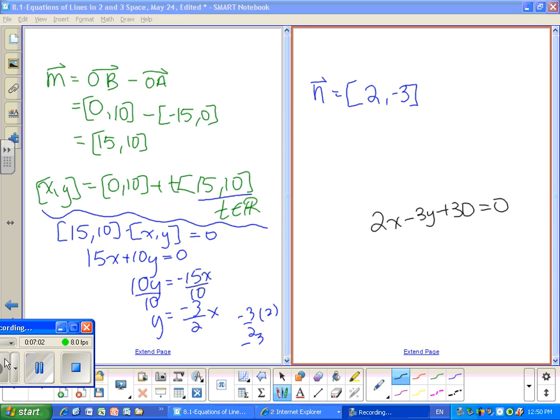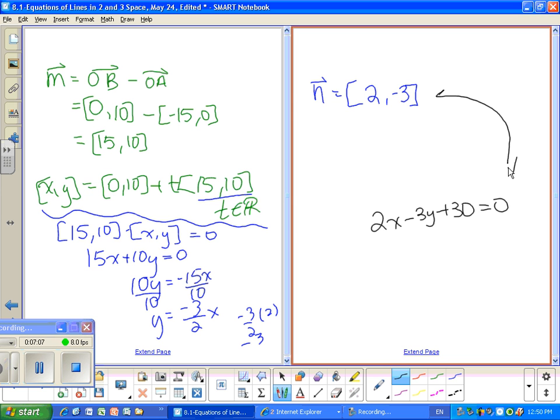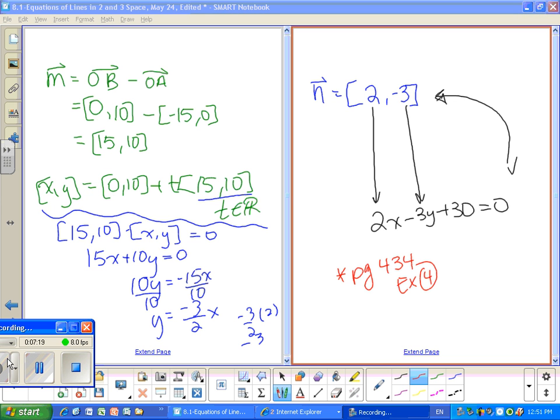Now I want you to notice the equation that we started with, and the normal that we just found using the dot product. What do you see? You can see here that the x and the y components are the same components for your normal vector. So this is all the exact same in 3-space. You just have that extra component. If you want to see an example in 3-space, page 434, example number 4 is an example of that.